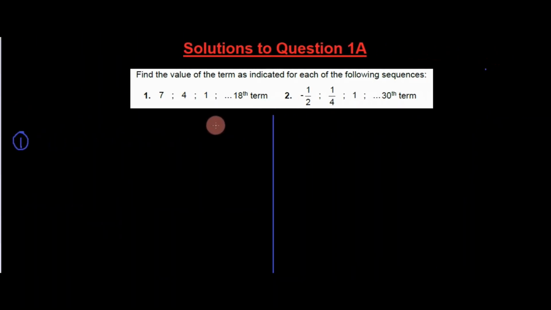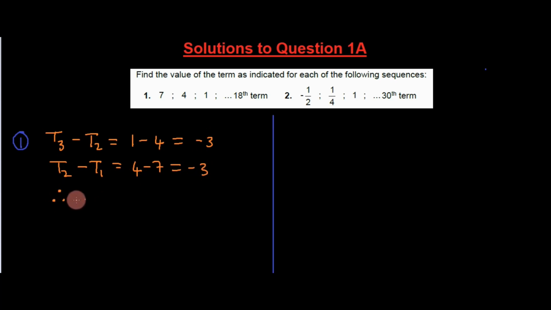Let's look at your answers to this question. In the first one here, we have the sequence 7, 4, 1, etc. And we must find the value of the 18th term. So let's first check that this is an AP. So term 3 less term 2 is 1 minus 4, and that's equal to negative 3. Then term 2 less term 1 is 4 minus 7, which is also negative 3. So we know it's an AP with common difference D equal to negative 3.